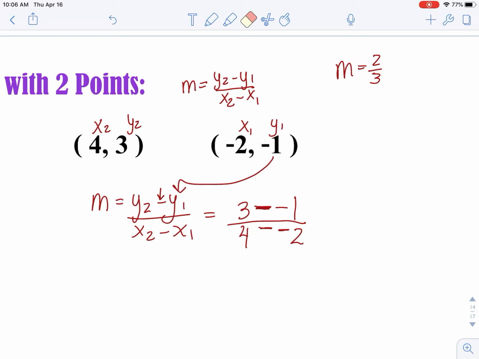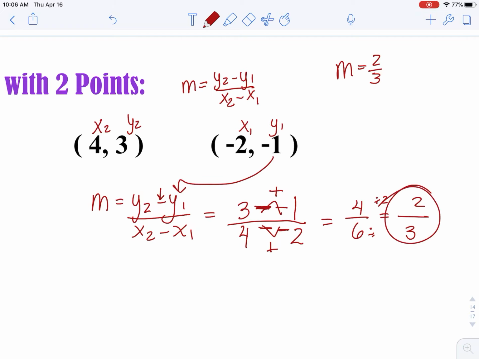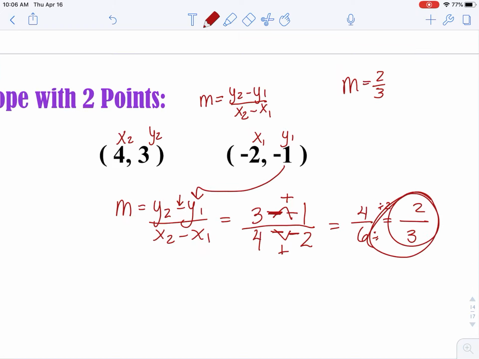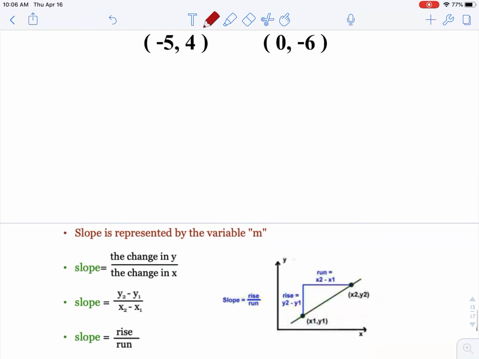So let's look. Remember, minus a minus is the same as plus, because you're taking away a debt. You're taking away a negative. You're subtracting a negative. It's the same as plus. So this gets 4 over 6, which we can simplify to 2/3. So in the end, we still get the same answer either way.